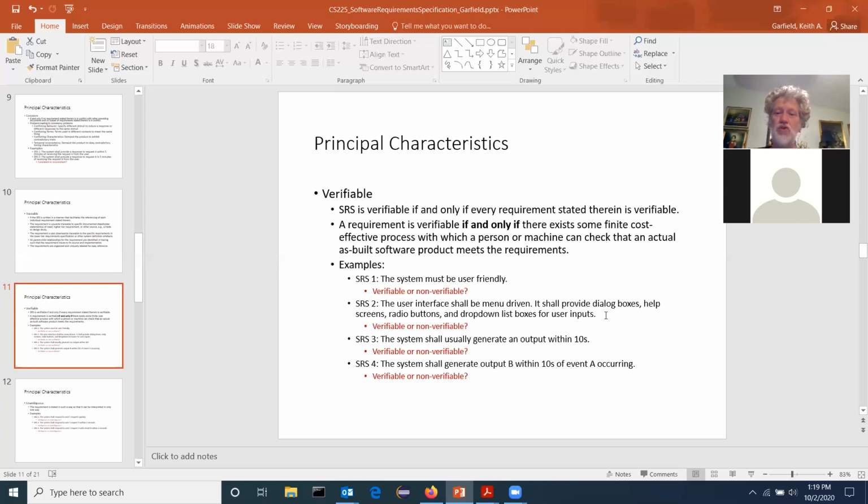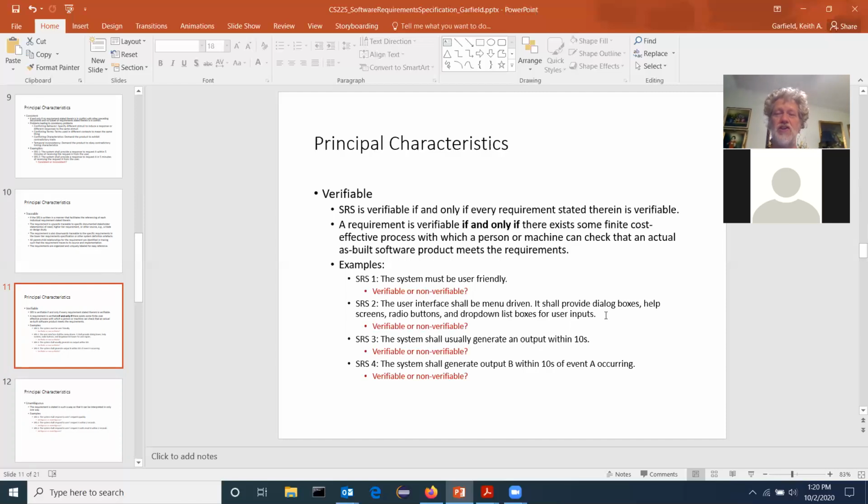The system shall usually generate an output within 10 seconds. Oh, nobody knows what usually is. Quantify it. The system shall generate an output within 10 seconds, 98% of the time. Oh, by the way, that's hard to test, but at least it's a clear requirement. The system shall generate output B within 10 seconds of event A occurring. That's probably pretty good as long as we know what it means for event A to occur.